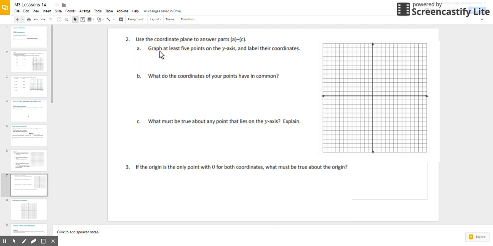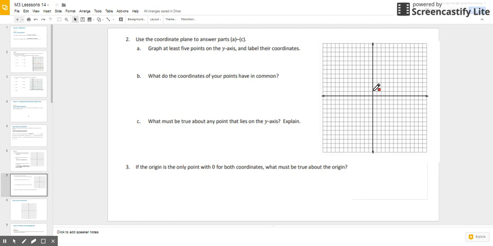Here it says graph at least 5 points on the y-axis and label them. Before, we did the x-axis; this time we're going to do the y-axis. If you have a different color, now would be a good time to pull out a different color. All right, let's take out our pen. Just like before, we're starting at the origin.